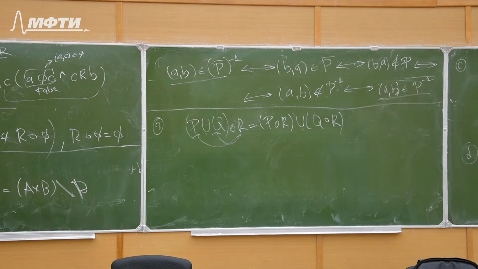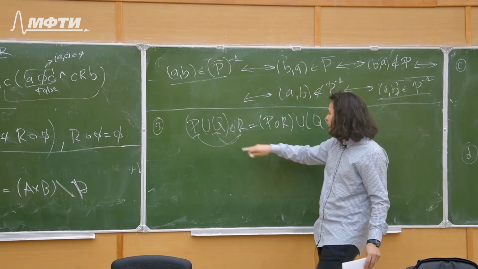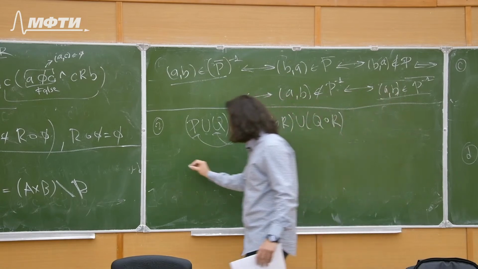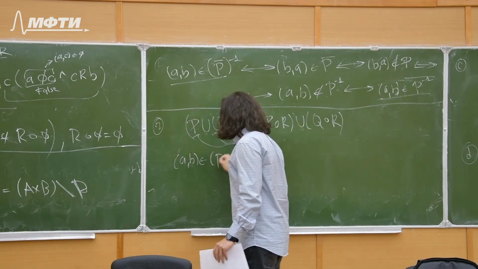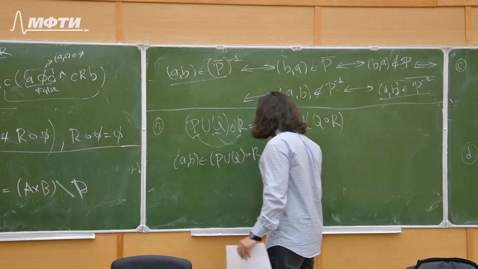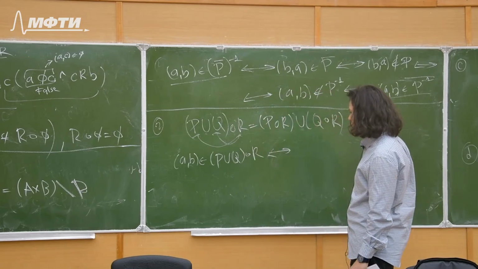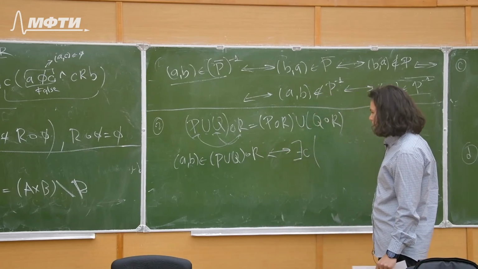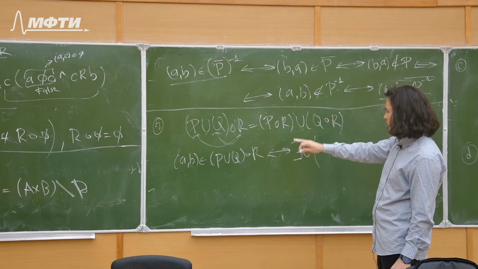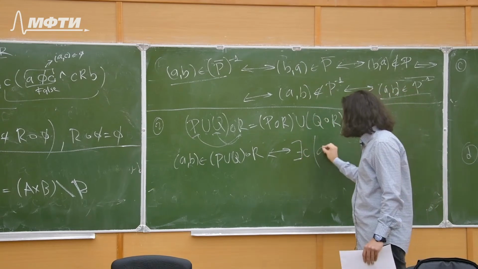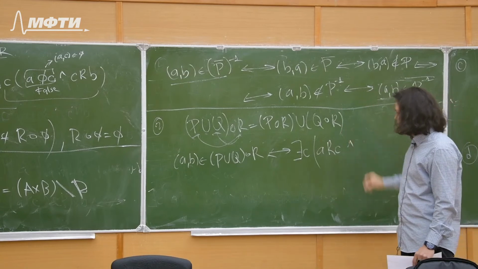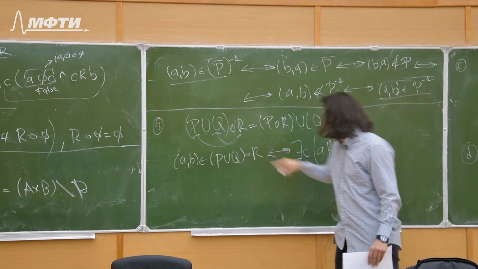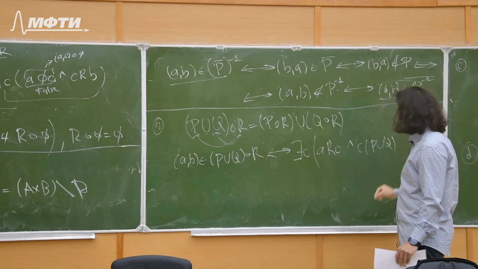Okay, so let me do the following. Again, we assume that (A, B) belongs to this set if and only if (A, B) is going to belong to this set. So (A, B) belongs to (P ∪ Q) ∘ R if and only if, by definition, there exists some C such that A R C and C (P ∪ Q) B.